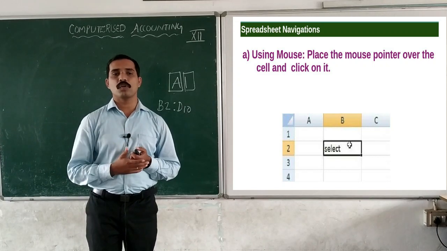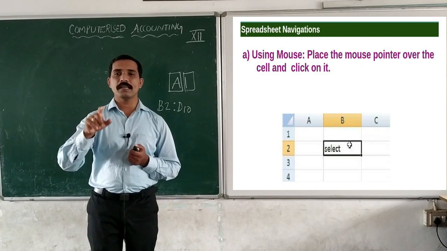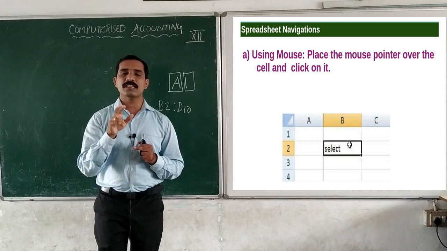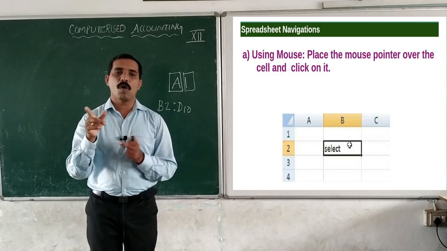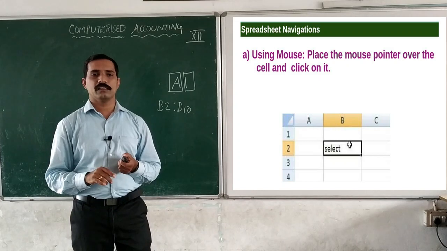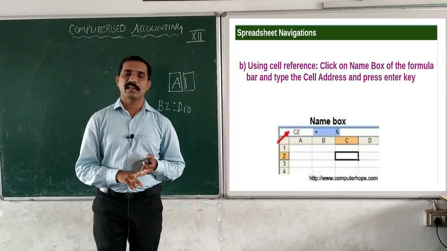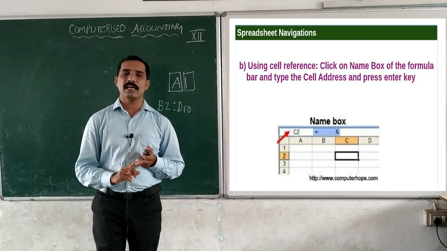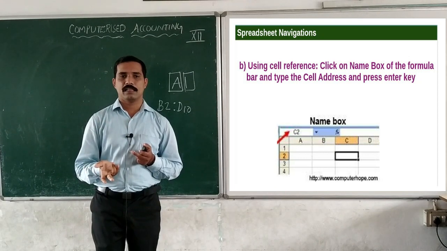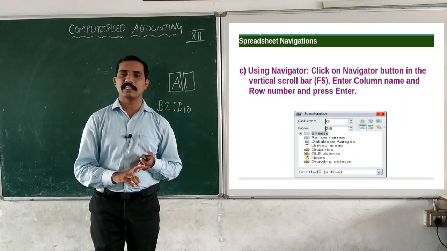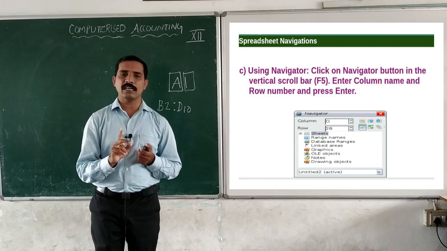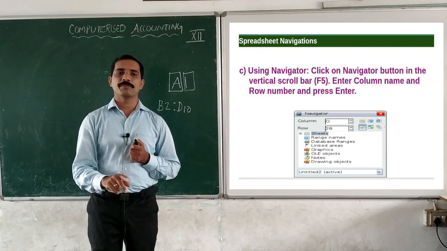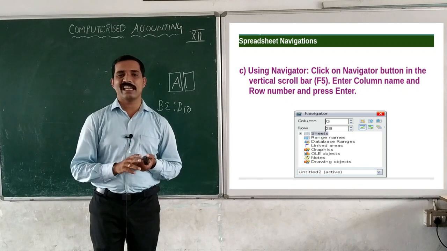In that first one, what is using mouse? Place the mouse pointer over the cell and click on it. What is navigation? Movements. So, using mouse, place the mouse pointer over the cell and click on it. Then by using cell reference, click on the name box of the formula bar, type in the cell address and press the enter key. Third one, otherwise using navigators, that is, click on the navigator button in the vertical scroll bar, enter column name and row number and press enter.